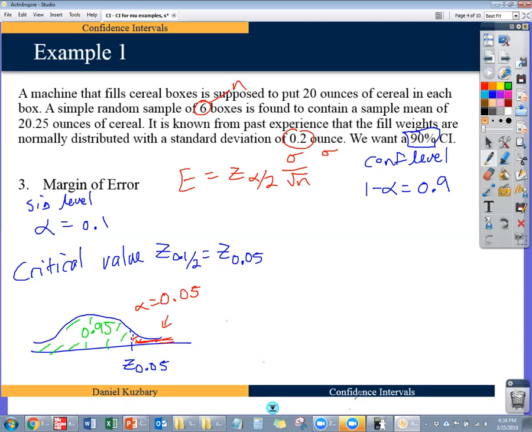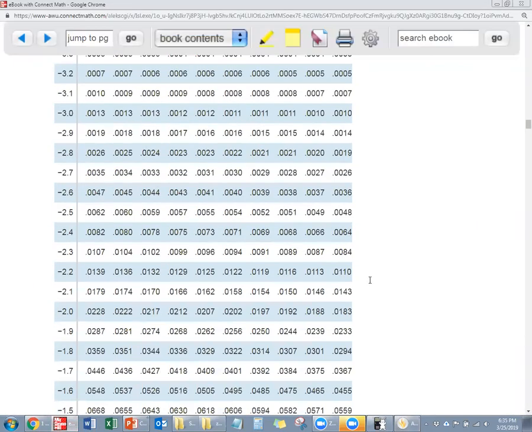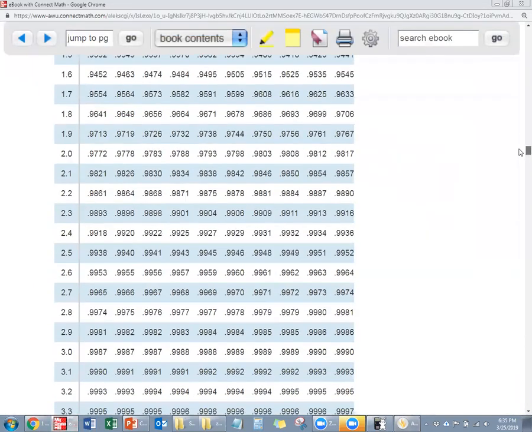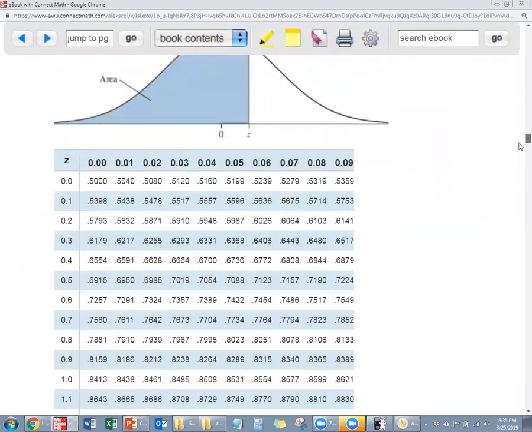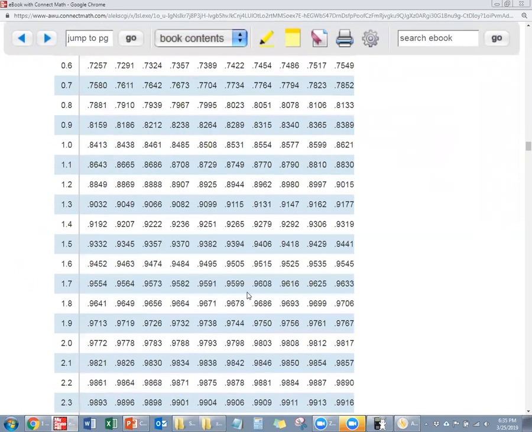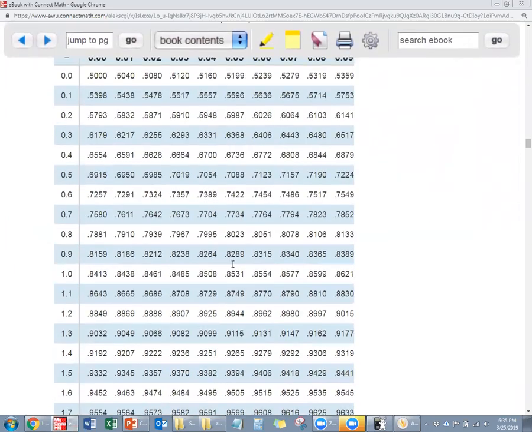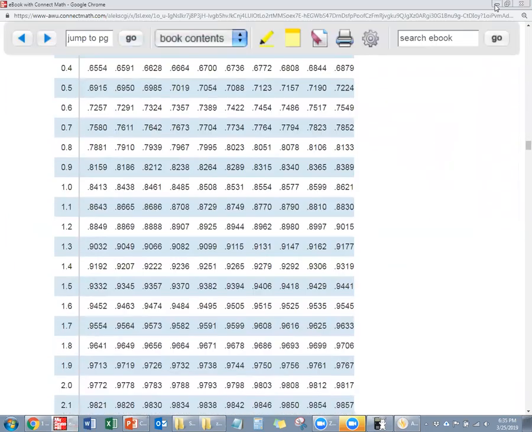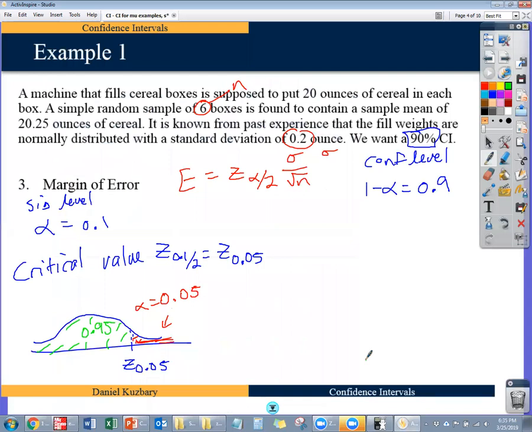From here, I can go to my table and try to find the value for which the area to the left is 0.95. This is my cumulative table, and 0.95 is right here. So either one of these. They're both close. This is 1.64, and this is 1.65. I think we're going to round it up to 1.65. I think that's how it rounds.